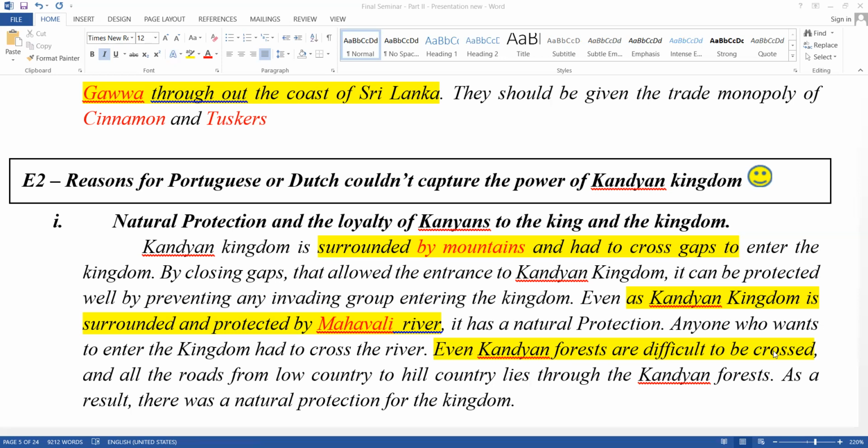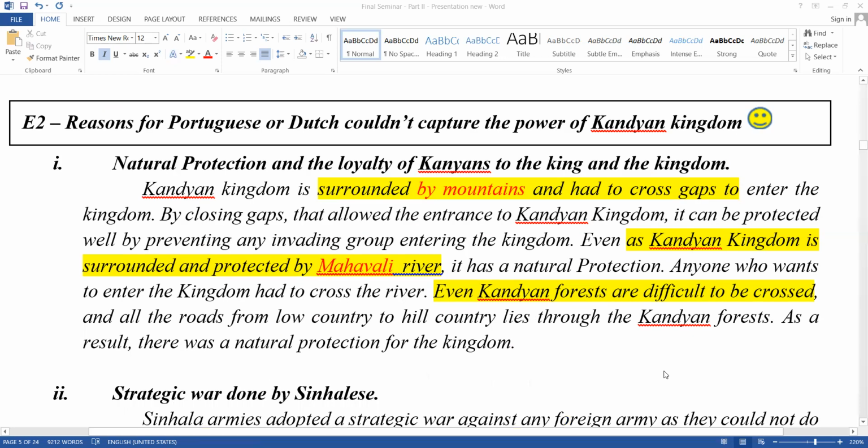Okay, natural protection. Even the Kandyans were not giving any help to any foreign nation. The strategic war done by the Sinhalese is the second. I told you that we don't close the gaps. We allow them to come in. Then we close, and now they can't go back. Until they reach the Kandyan city, our armies are hiding and attacking. Why are we hiding and attacking? Because we have swords and we have to go near them to attack. They have guns and they can shoot us from a distance.